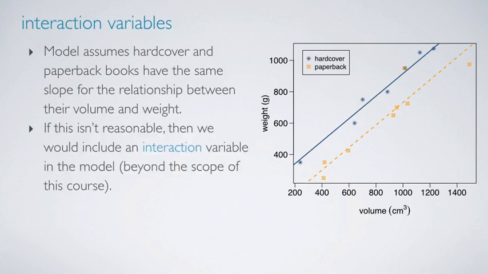If this assumption of parallel lines, or this idea of same slope for the two levels of the categorical variable, is not reasonable, then we would introduce an interaction variable in the model. These variables are beyond the scope of this course, but I wanted to make a point about them just so you realize that the simplifying assumption may not always make sense and that there are remedies for when it does not.